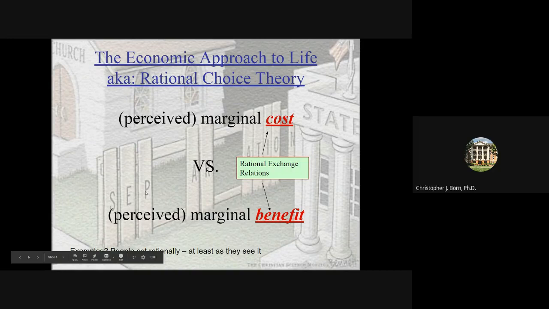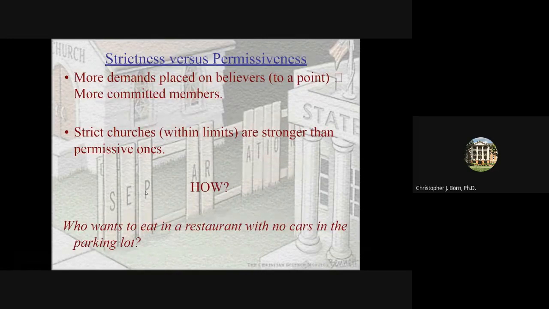But that being religious is a rational decision. And so part of this is called rational choice theory. So I'm running through this, and we might circle back to this later in this semester. But all of this is setting up this idea of strictness versus permissiveness. And this is where we get back into Kelly's thesis of strictness versus permissiveness.